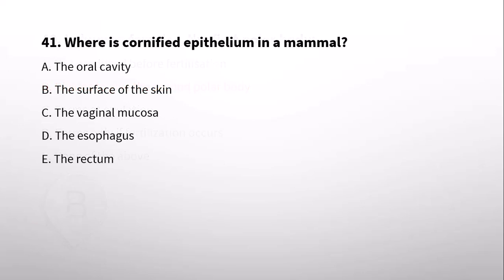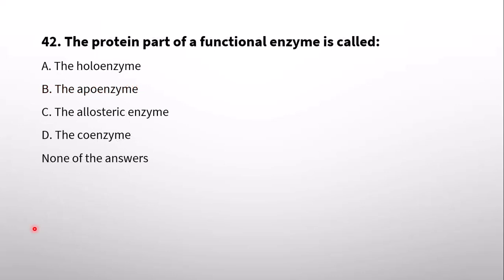Divides to give the second polar body. 41. Where is the cornified epithelium in the mammal? In the skin, on the skin. B. 42. The protein part of a functional enzyme is the apoenzyme.